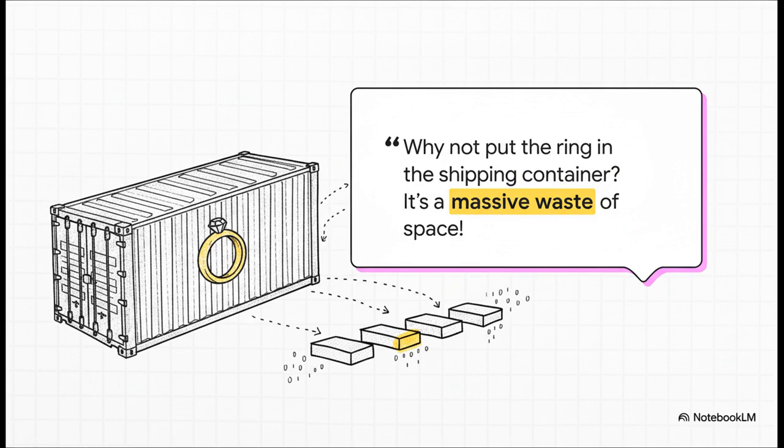And just as important, you can't do the opposite. You can't fit the car into the jewelry box. When you try to stuff something too big into a container that's too small, things, well, they break. And believe it or not, this is the exact same principle that governs your computer's memory.